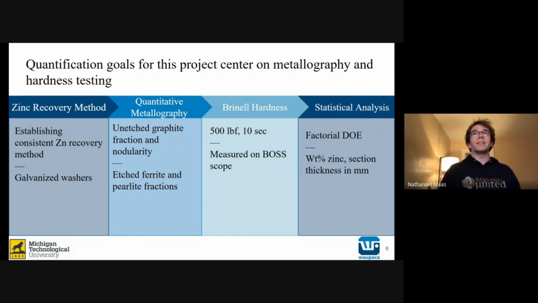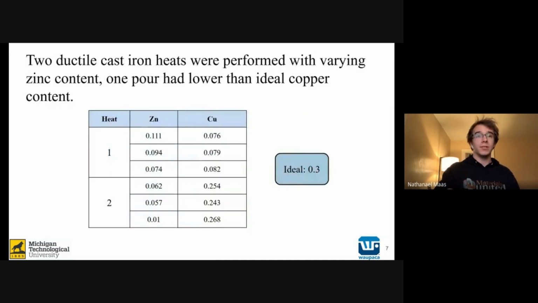The goals for qualifying the effect of zinc this semester centered around metallography and hardness testing. First, establishing a zinc recovery method to get zinc into our melt, utilizing galvanized washers and adding that directly into the melt. Then, quantitative metallography and Brinell hardness data were collected, and finally, statistical analysis centering around the factors of weight% zinc and the section thickness of our cast step blocks was used in a factorial.